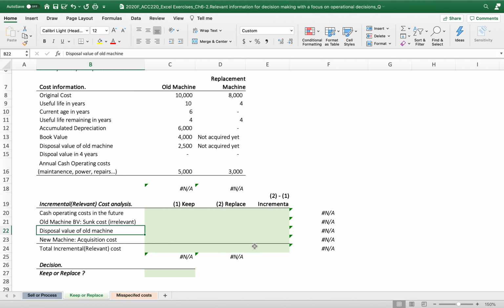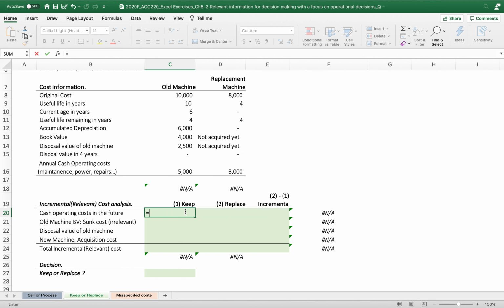So let's go. Here, the cash operating cost in the future when we keep: how much is going to be the future operating cost? We have $5,000 per year. Now how many years are remaining? Right, 4 years times 5,000. So $20,000 is the cash operating cost. I'm going to put a negative so that you can identify it is a cost.